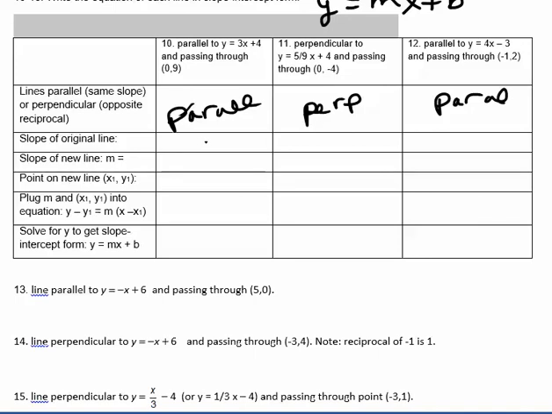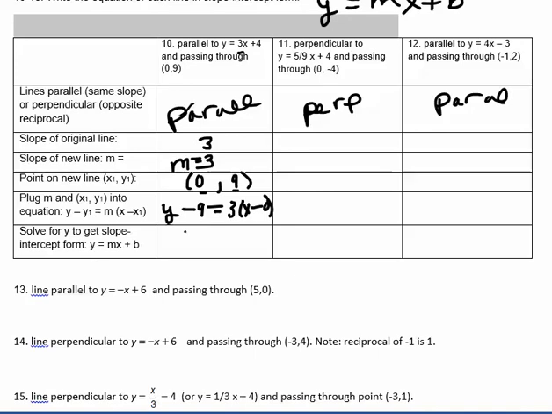Now, parallel lines, we've learned, have the same slope. So the slope of the original line, y equals 3x plus 4, is 3. The slope of the new line is also going to be 3 because they're parallel, so they'll be the same. A point on the new line, given in the question, is passing through point (0, 9), so we're going to write it down and plug those into the equation. So y minus y1, we replace that with 9, equals m, which is 3, times x minus x1, that's 0.